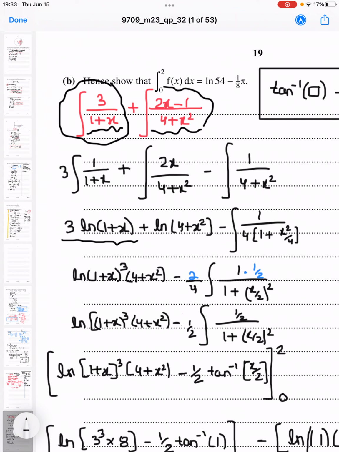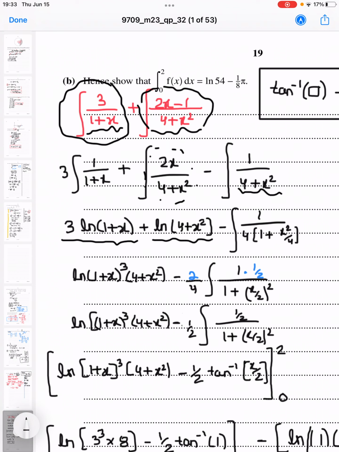Now what about this? This seems a bit complex. So first we could see whether the differentiation of the denominator is available in the numerator, 2x minus 1. No, it's not available. So let's break it up. We could write this fraction as 2x over 4 plus x squared minus 1 over 4 plus x squared. So now we are on the safe side because 2x is available. So now we could write it as ln(4 plus x squared).